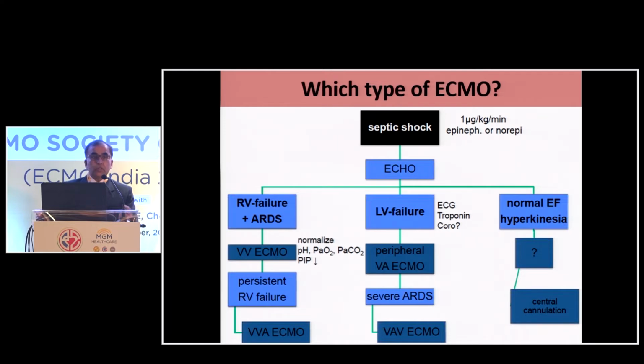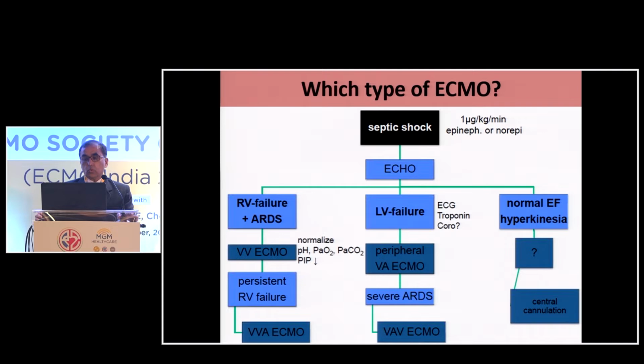But if this patient worsens and develops severe ARDS, now we can always switch over to VA-V ECMO. If the patient is having ARDS, along with that he is having RV failure, we try to maintain this patient optimized on VV ECMO. But if the RV failure is persisting, then probably a VV ECMO will be a good option in these patients.